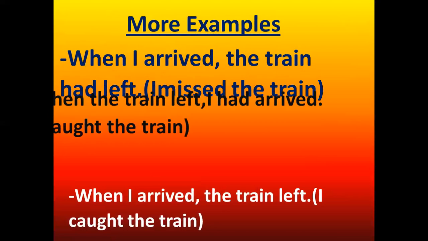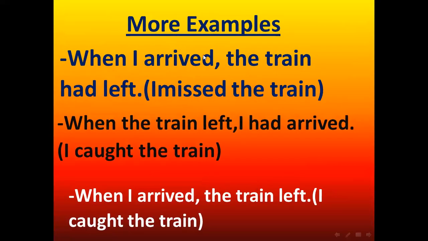More examples to make it clear. When I arrived, the train had left. Did I catch the train or did I miss it? When I arrived is the second action. The train had left is the first action. I missed the train. I didn't catch it. If you translate it: لو عندما وصلت المحطة القطر كان غادر. أنا لم ألحق القطار. لقد فاتني.